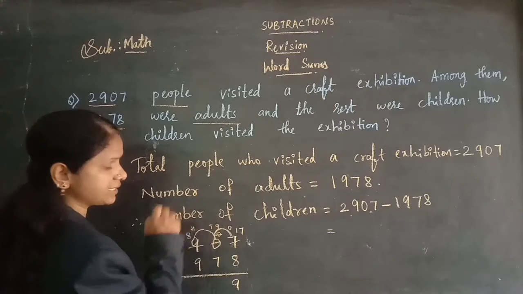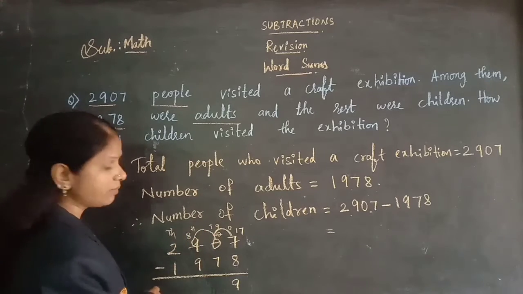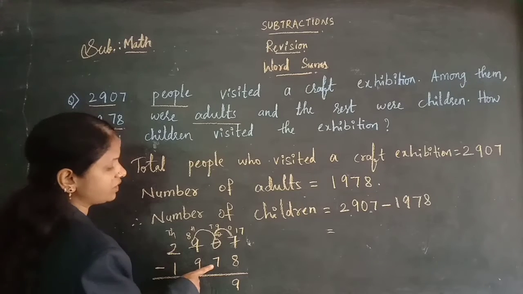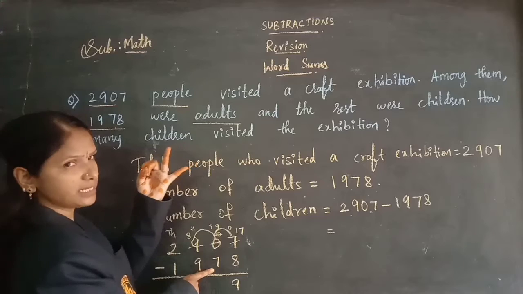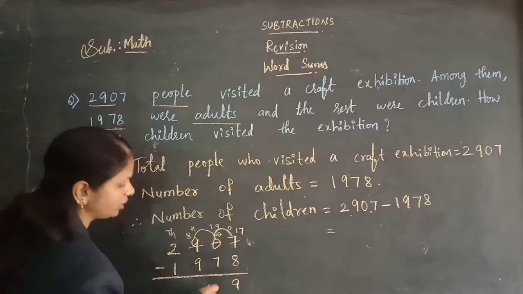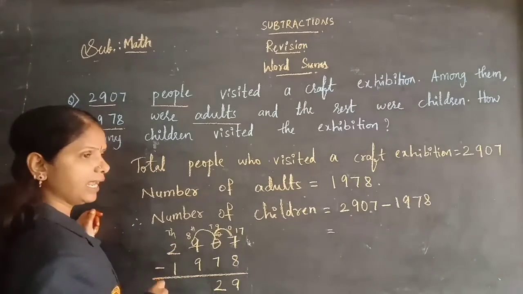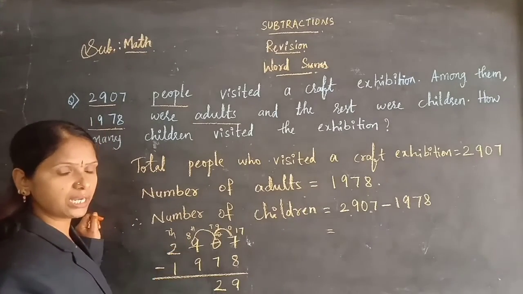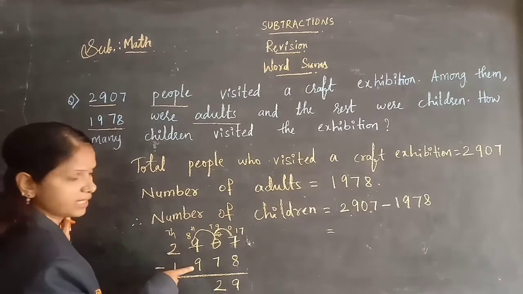Now in the tens digit, 9 minus 7. Starting from 7, I have to reach 9. 7, after that 8, 9. I reach 9, children. To reach 9 I need 2 numbers. Nothing but here you will get 2. And here 8 minus 9. Is it possible, children, 8 minus 9? No. Why? Because 8 is smaller than 9.